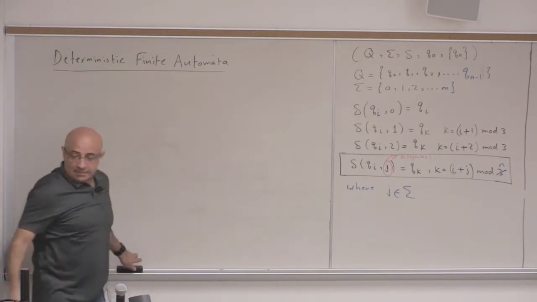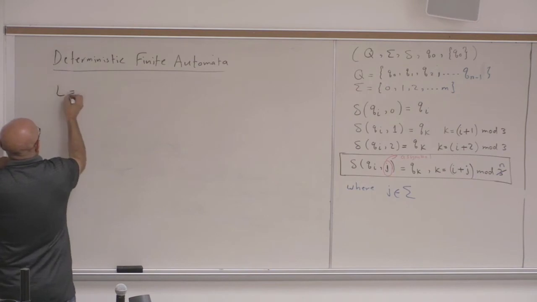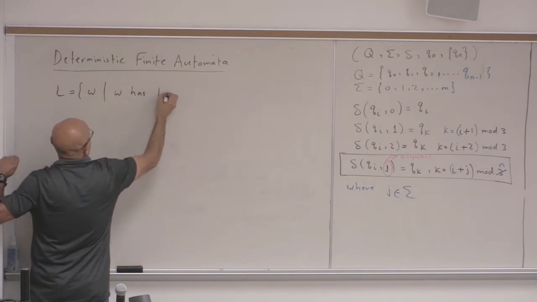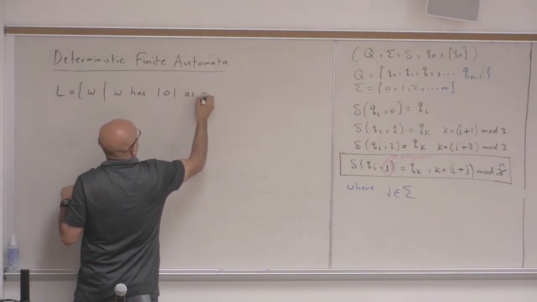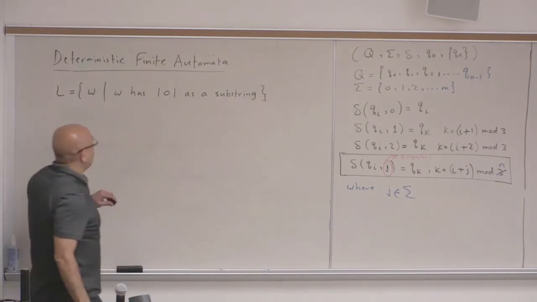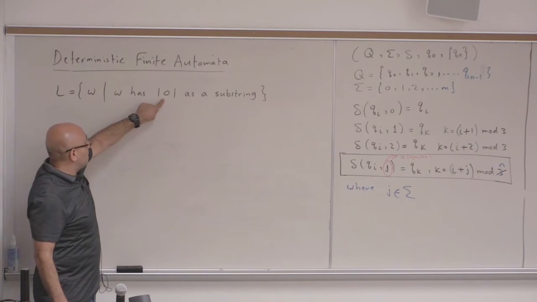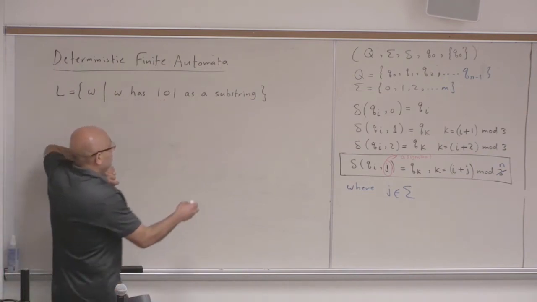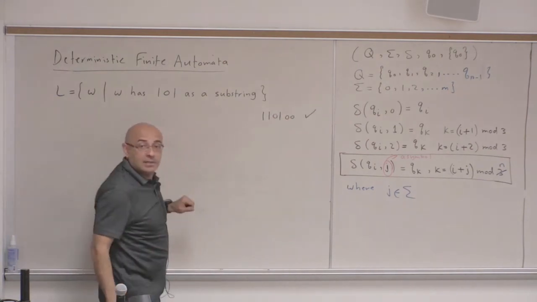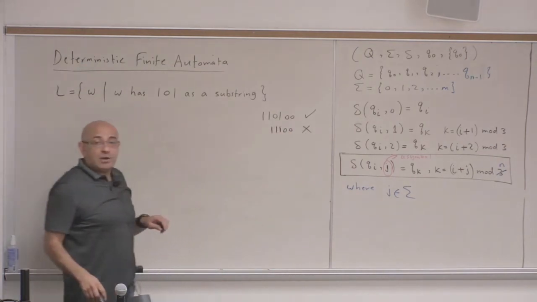This will probably be the last DFA example, so next time we'll start talking about NFAs. So L is the set of W such that W has 101 as a substring. We would like to recognize the strings that have this string as a substring. So if you have 1, 1, 0, 1, 0, 0, this is accept. If you have 1, 1, 1, 0, 0, this is reject. So you have to have 1, 0, 1 as a substring.